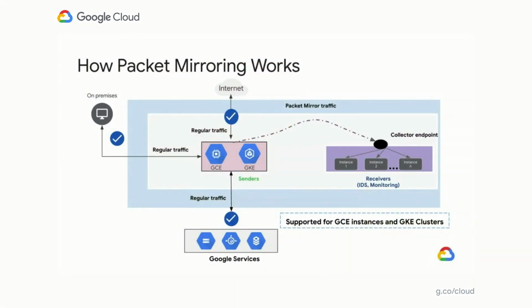To configure packet mirroring, you need both front-end and back-end policies. The front-end policy will define which instances will be enabled for packet mirroring. You can specify a specific individual instance to be activated. You can also specify a group of instances by specifying the subnet or using network tags. The backend policy specifies where the collector endpoint is. A collector endpoint is an internal load balancer that sits in front of a group of collector VMs.